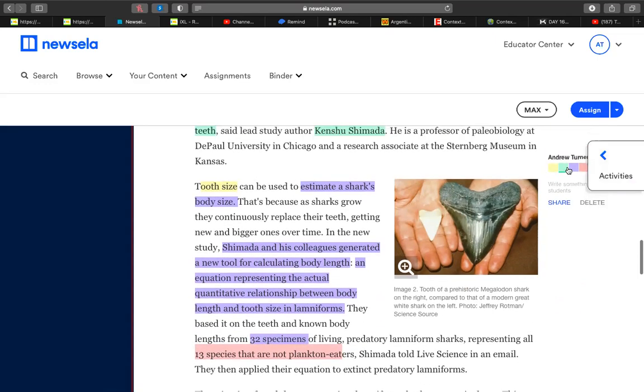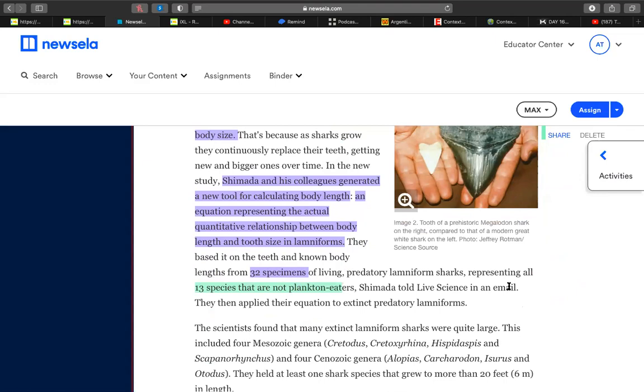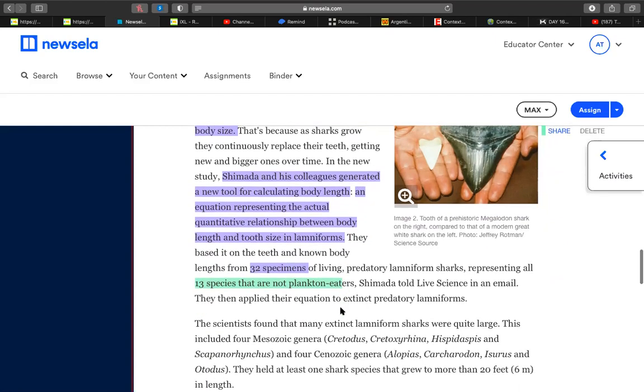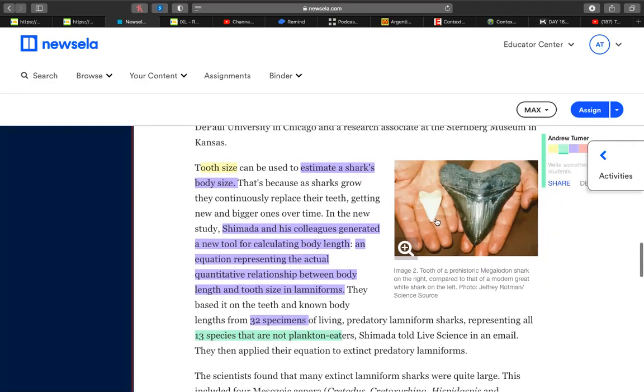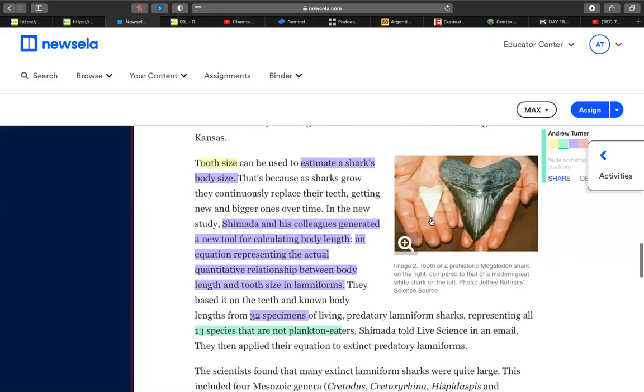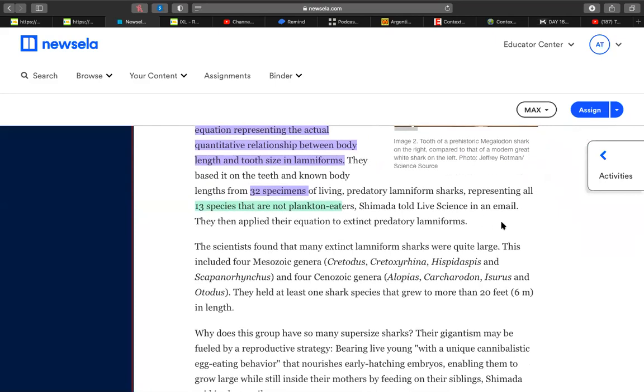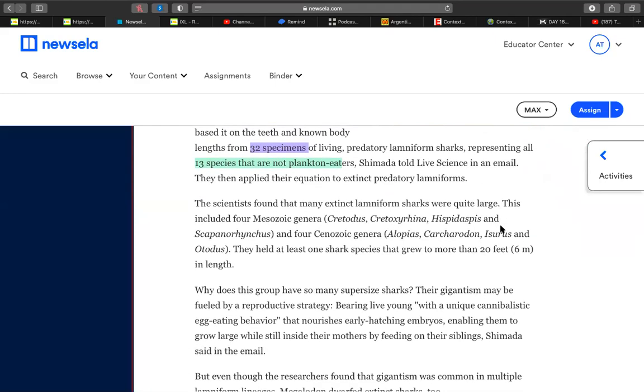All right, so basically, and we don't want to get too mathematic here, but they're comparing these 13 species that are not plankton eaters, so they're carnivores, and those teeth versus the size of the physical bodies of those particular sharks, and then comparing these sizes to the potential size of the bodies that we used to think, and now we can consider them to be just a little longer.